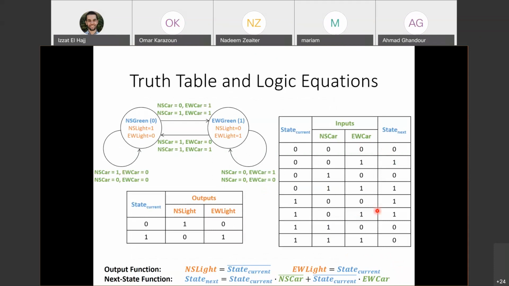So I just used a Karnaugh map. I skipped that step intentionally because you already know how to do this. But you can just use a 3-variable Karnaugh map where my input variables are state current, NS car, and EW car, and my output is state next. So you didn't follow because I didn't explain that. I just skipped that step, but you can do that on your own as an exercise, using a Karnaugh map.